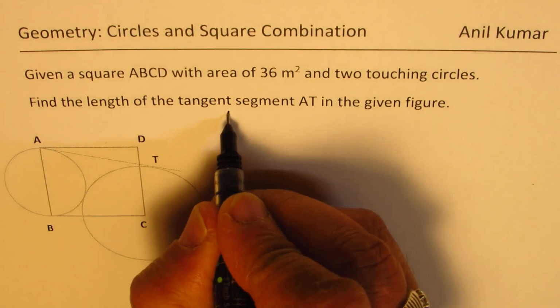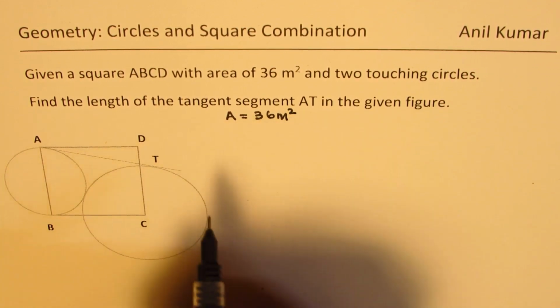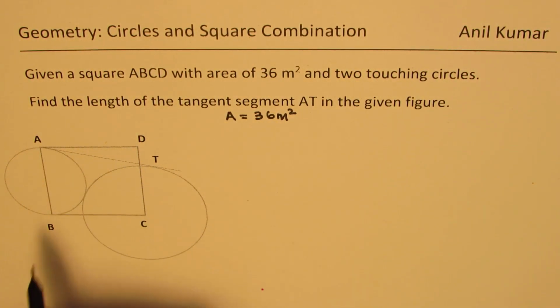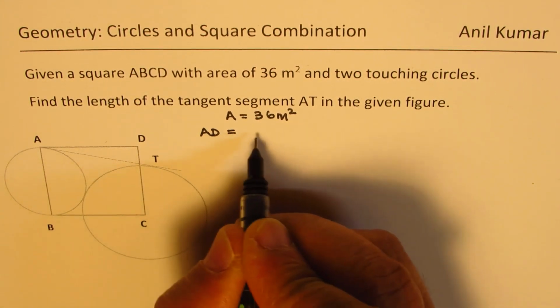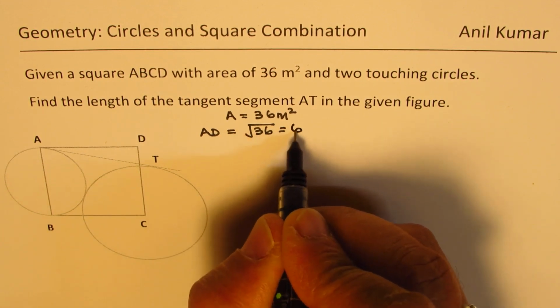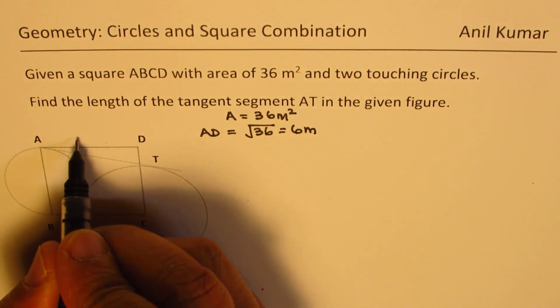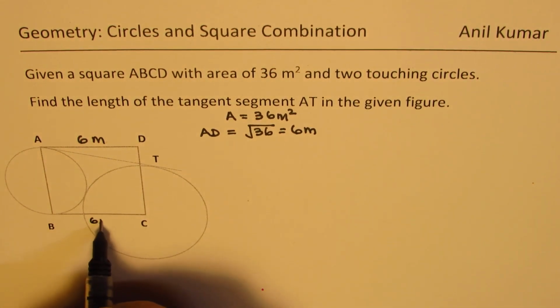So we have area A of 36 meters square. That means each side length is equal to how much? So AD is equal to square root of 36, which is 6 meters, right? So each side is 6 meters. So this is 6 meters and that is also 6 meters.